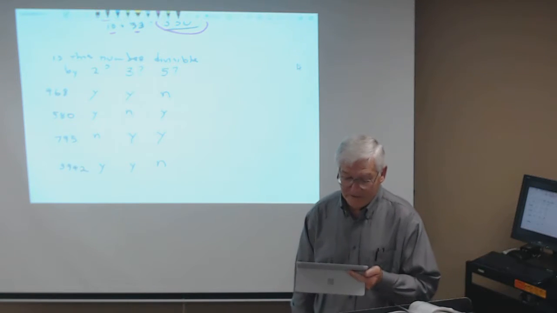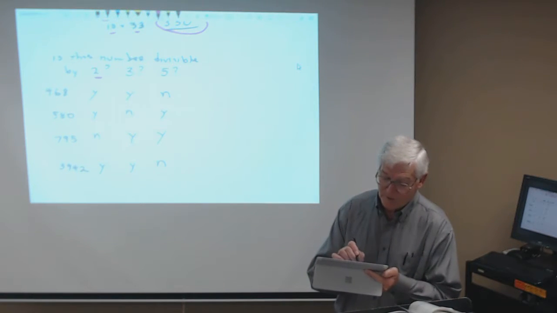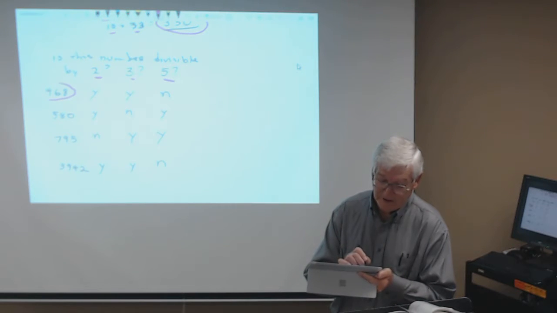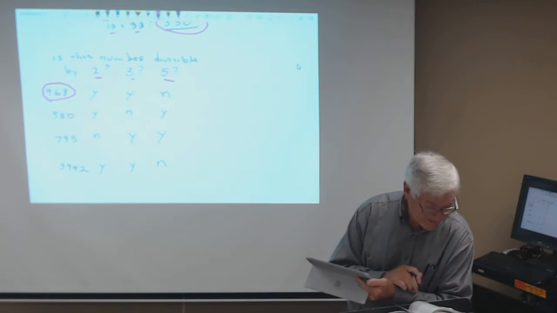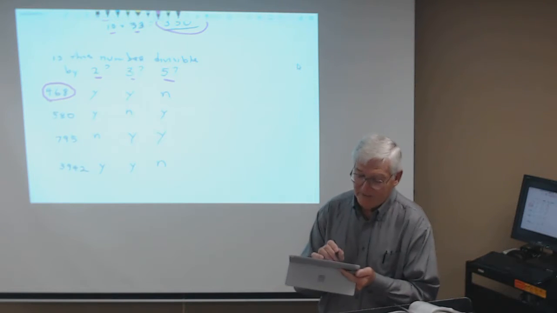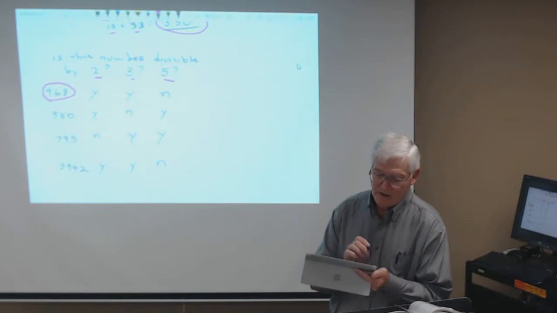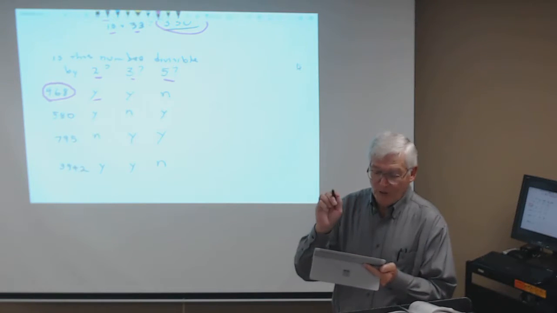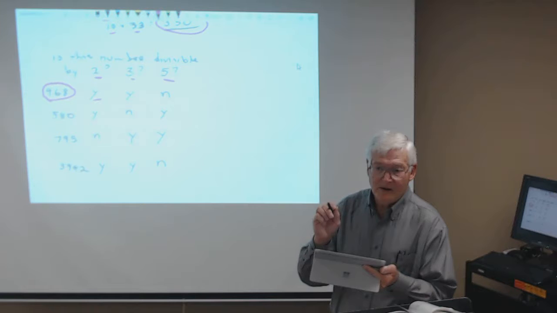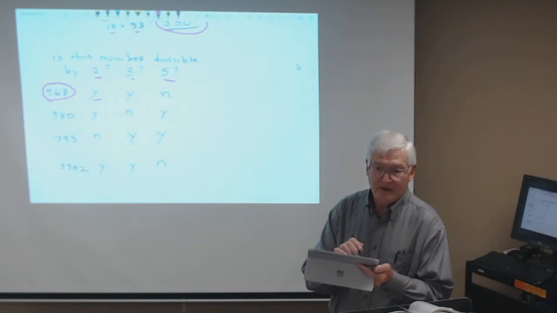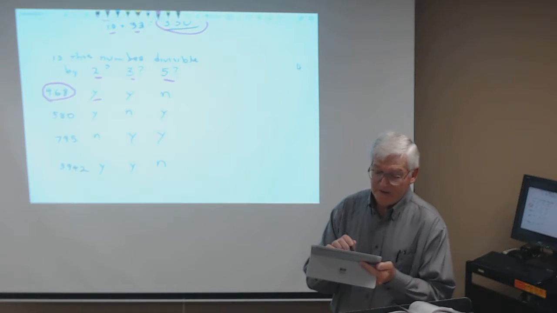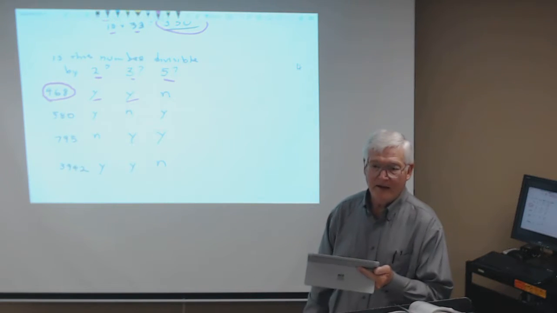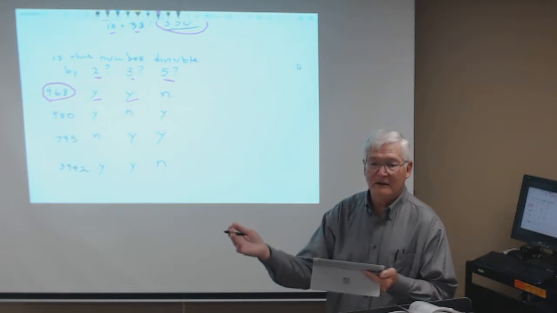Is this number divisible by 2, by 3, and by 5? The first one is 468. Is 468 divisible by 2? Yes. How do you know that? What's the rule for divisibility by 2? It's an even number. Is it divisible by 3? Yes. How do you know that? What's the rule for divisibility by 3?